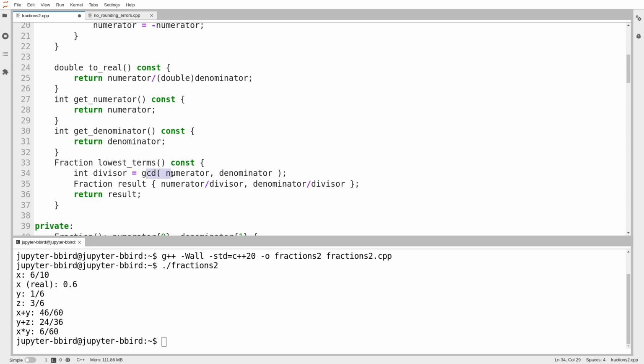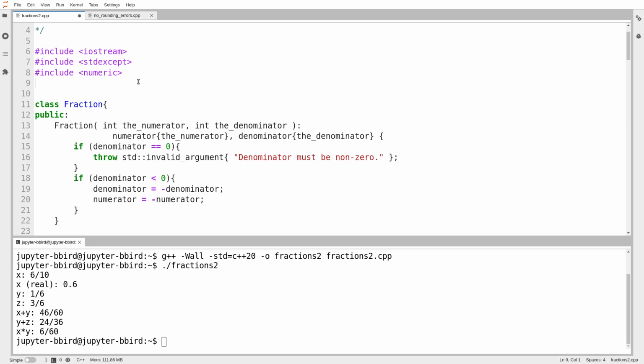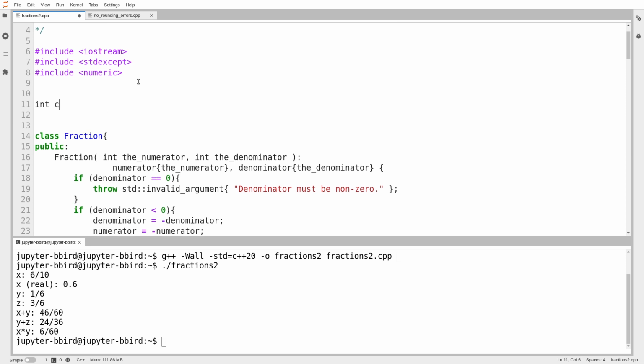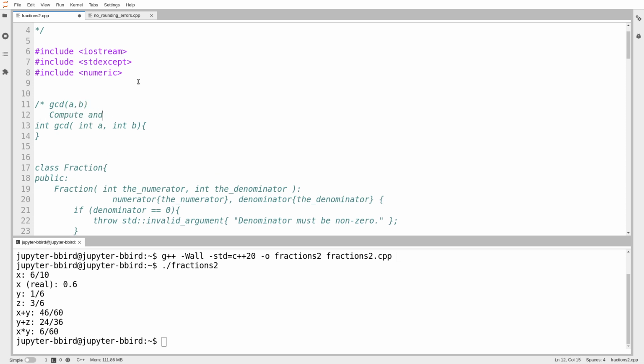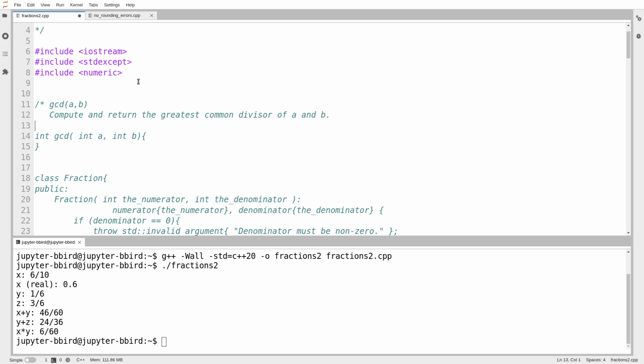So I've written this as a call to a function. I'm going to go up here and write a function to do this. Int GCD, and it takes two values, A and B. And I guess I'll write a quick blurb about what it does. GCD of A and B: compute and return the greatest common divisor of A and B. The greatest common divisor has to be an integer.